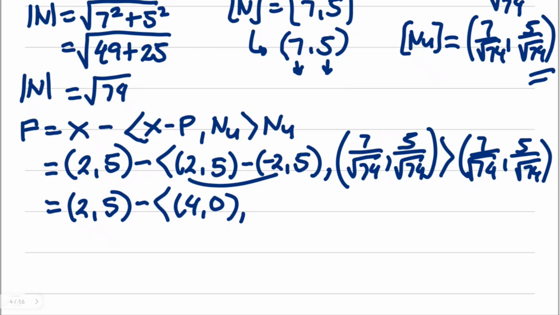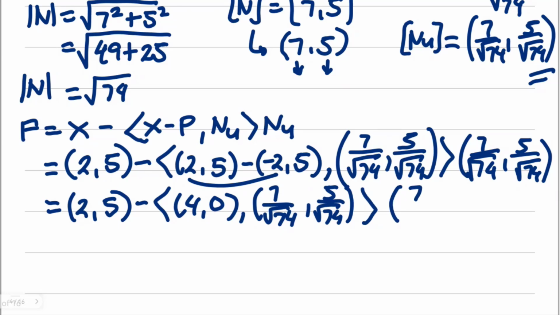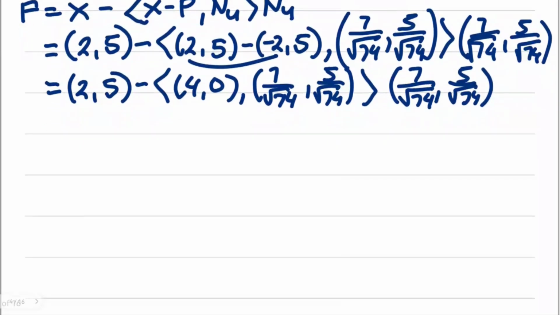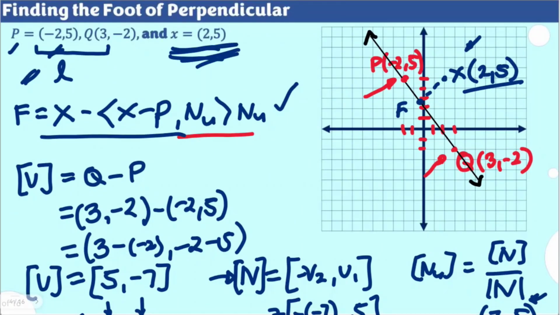Having 0 will help us in determining the inner product, because we'll be multiplying them, right? So you have here 7 over square root of 74 and 5 over square root of 74. The result of the inner product will still be multiplied by the unit normal vector. So still you have 2 and 5. Again, our goal is to solve for this foot. It's in the second quadrant, so we'll be expecting x to be negative and y to be positive. Hopefully, we can actually get that using this process, because this is really the formula intended for that.